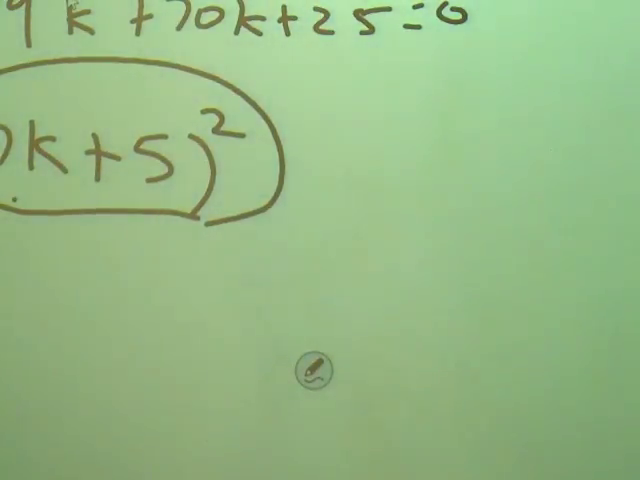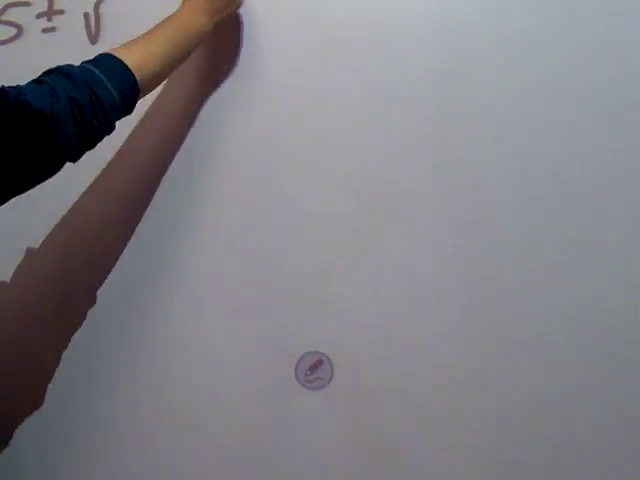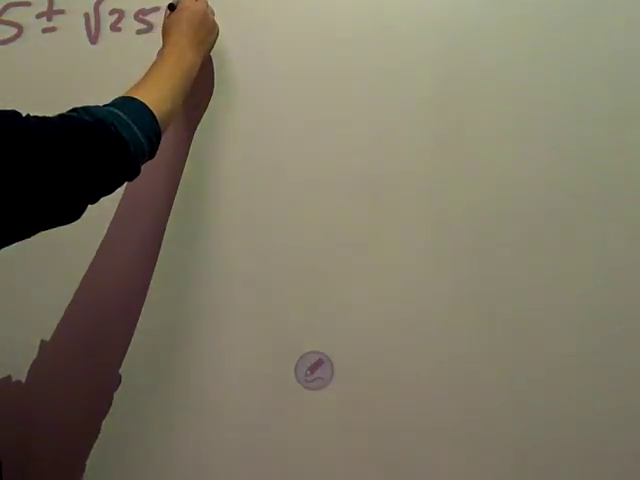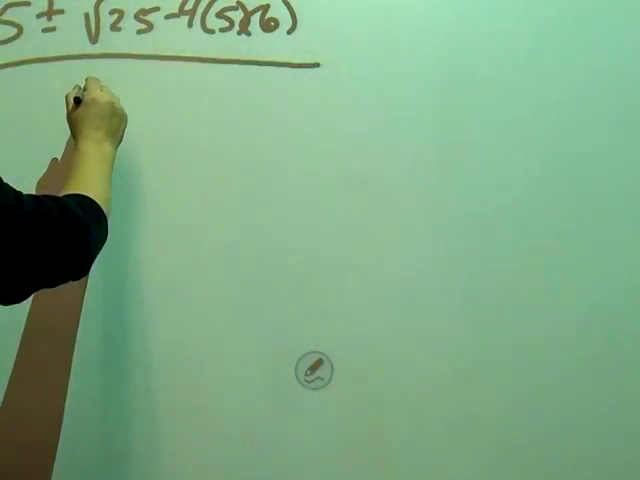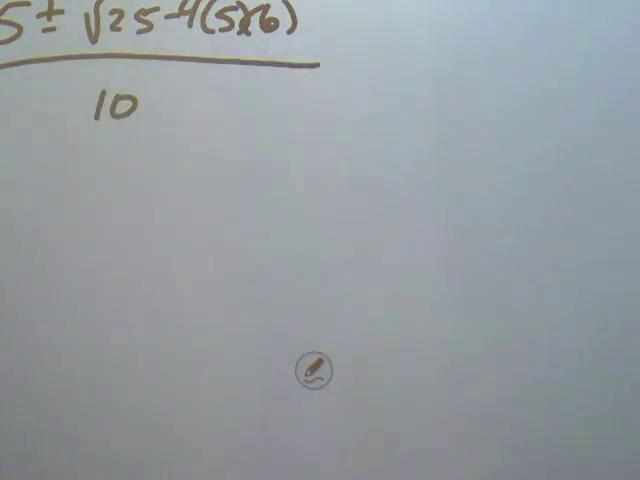From there, we're looking at the quadratic formula again. I did the quadratic formula all the time on this test. Negative B plus or minus the square root of B squared minus 4 times A times C, all over 2 times A. So 4 times 5 is 20, times 6 is 120, so 25 minus 120 I got was negative 95.